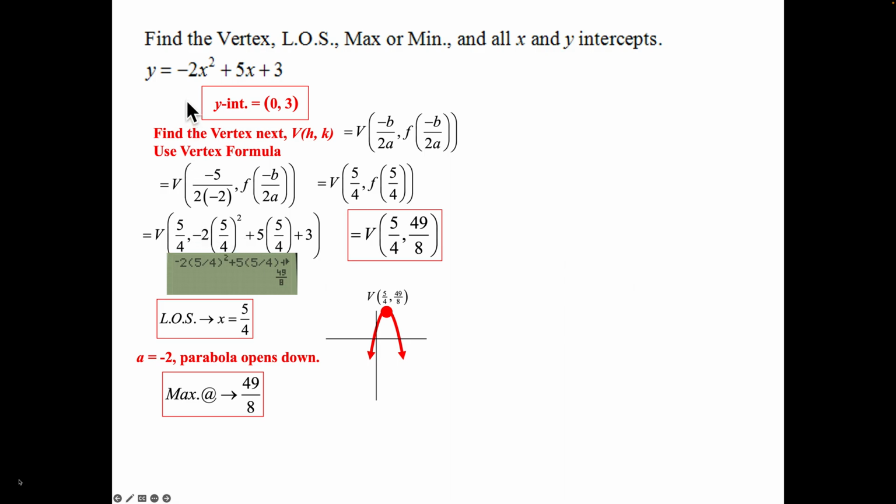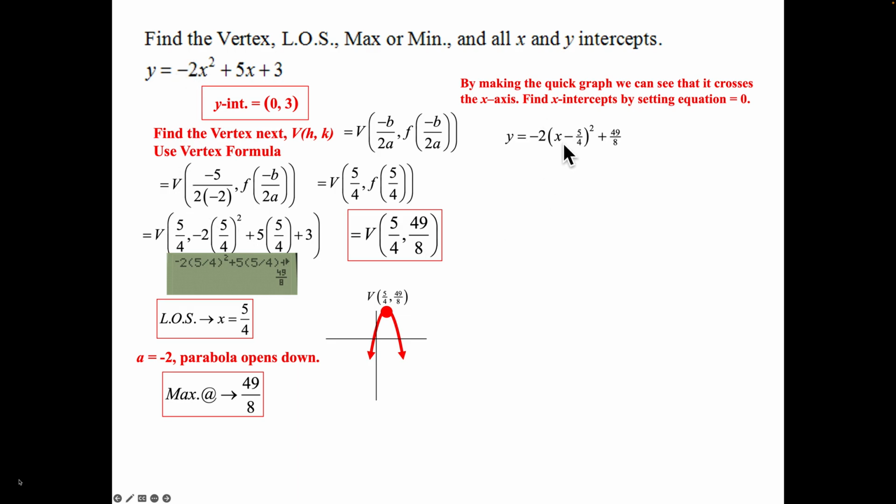Okay, so what I'm going to do is take my negative 2, put that in front, parentheses x minus the 5/4, close the parentheses squared, plus 49/8. So there's my vertex form. Remember, this a of negative 2 is the same as the a in this form. You found the h, you found the k, plug it in. Now set it equal to 0 and undo everything from the outside to the inside. So we're going to subtract over negative 49/8.